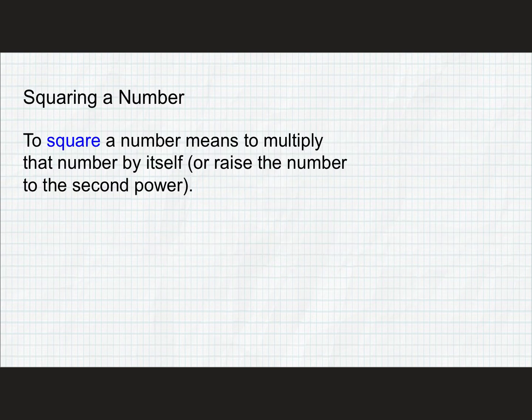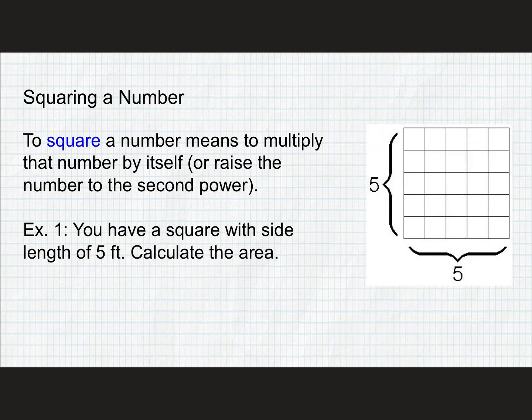First things first, let's do a little bit of review. To square a number means to multiply that number by itself, or raise the number to the second power. Make sure to write that down. Now let's look at an example.